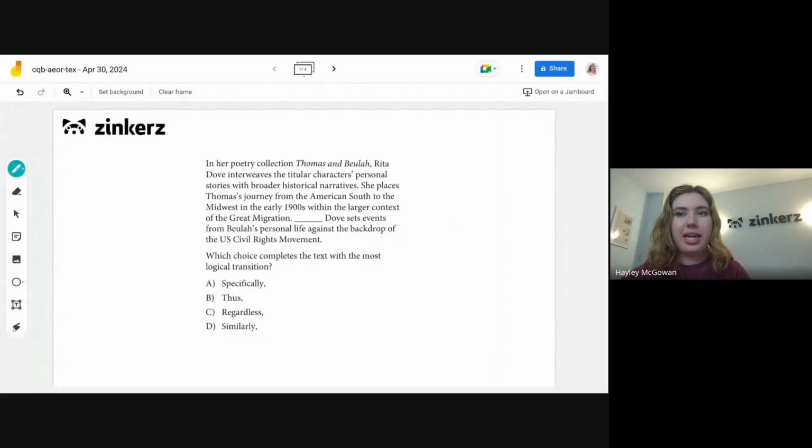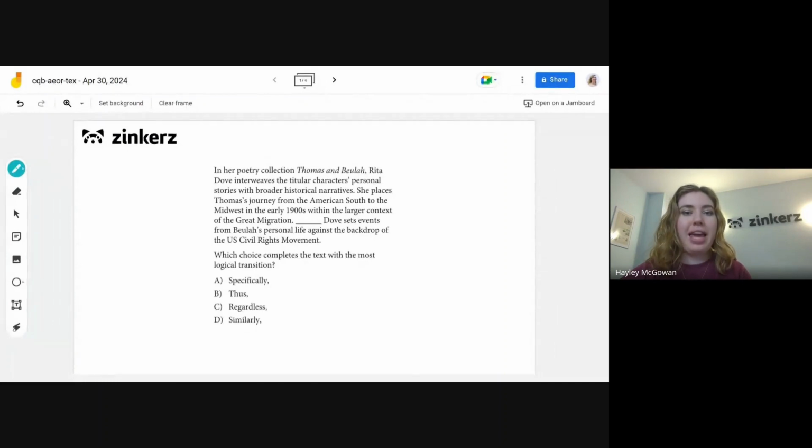All right, so for today, we are going to have a transition question. Looking here at our options, we can tell really easily in our question that we have a transition. So we're thinking about the relationship between the first half of the text and the second half.